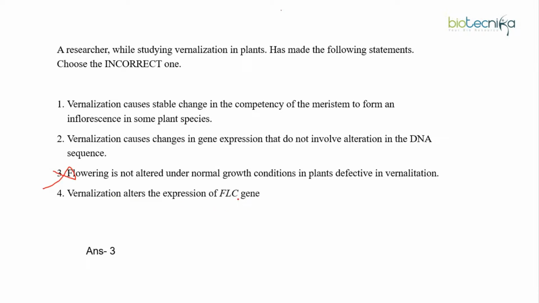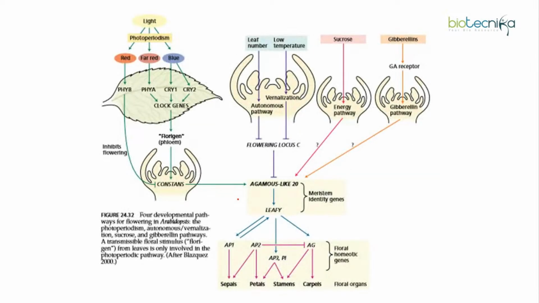Vernalization alters the expression of FLC. So FLC full form is flowering locus C, and this is a major repressor of flowering in Arabidopsis. Okay, so if you look at this flower pathway, this is showing you a lot of pathways. I'll come to this, but for the timing, just focus on this part where vernalization is written.